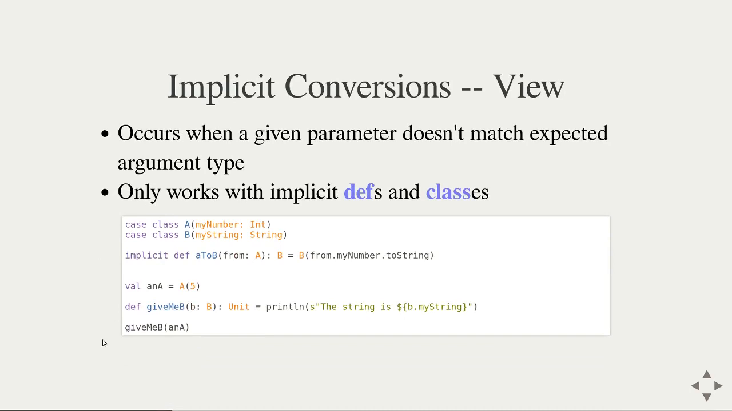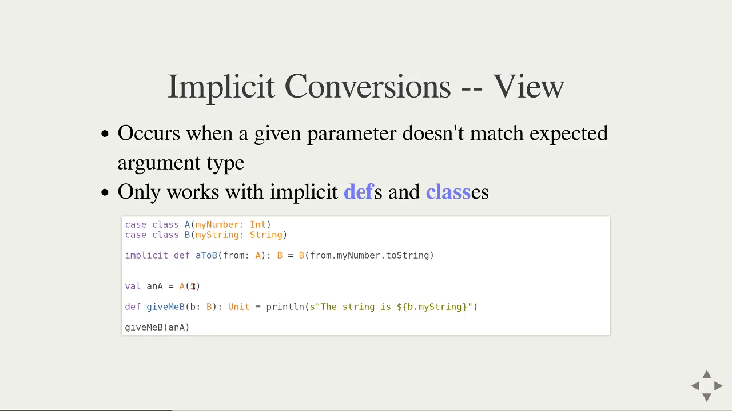Another use of implicits is to view an object as another type. It's kind of like polymorphism, but it's not supported by the type system. It's just going to call a function that converts an object from one class to another. So here I have an implicit def, which converts an A to a B, and A wraps an int and a B wraps a string. All it does is call toString on the number within the A and return a new B.